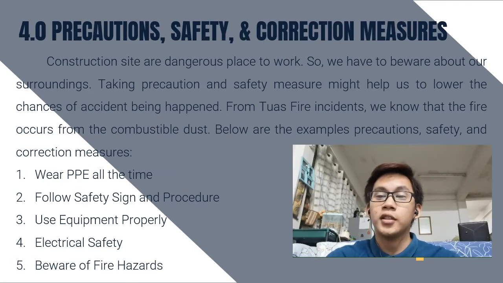4.0 Precautions, Safety and Correction Measures. Construction sites are dangerous places to work, so we have to beware of our surroundings. Taking precaution and safety measures might help us to lower the chances of accidents happening. From the Tuas fire incident, we know that the fire occurred from the combustible dust. Below are the examples of precautions, safety, and correction measures.